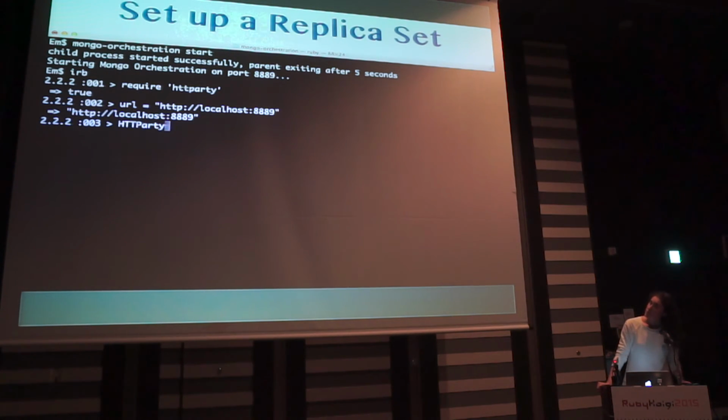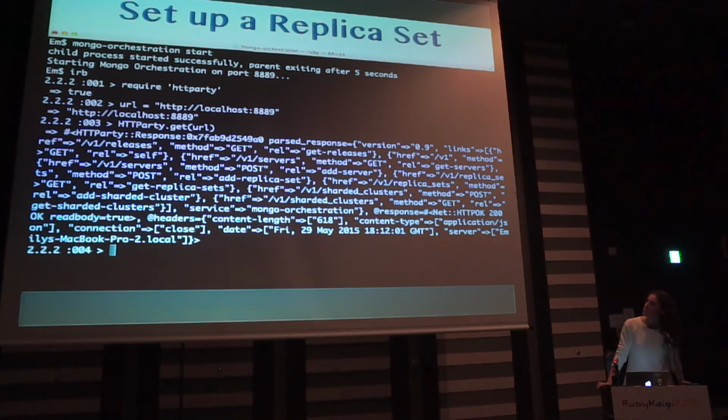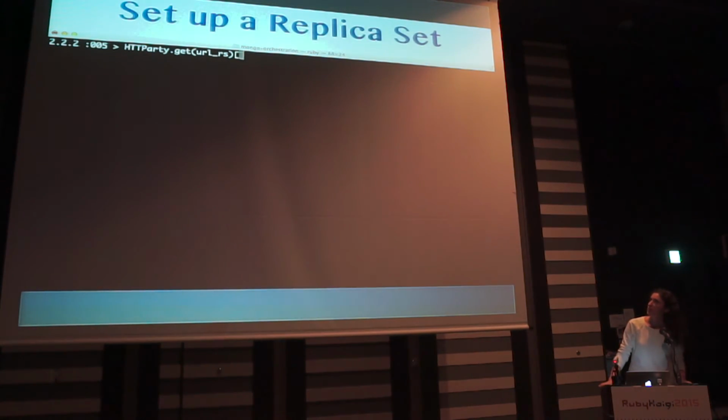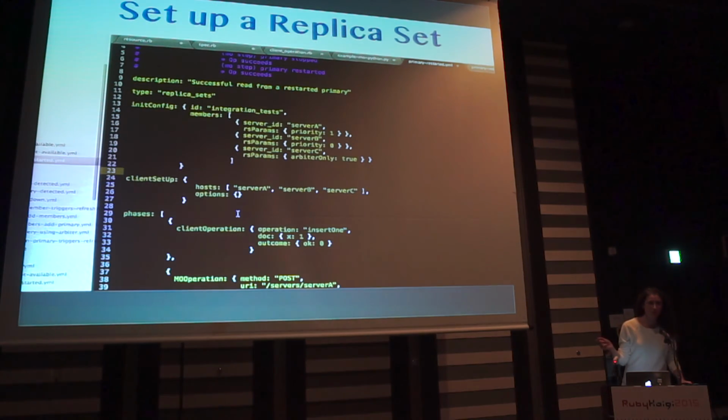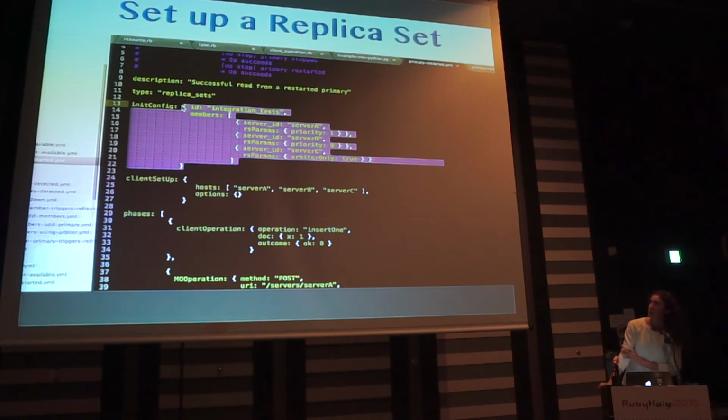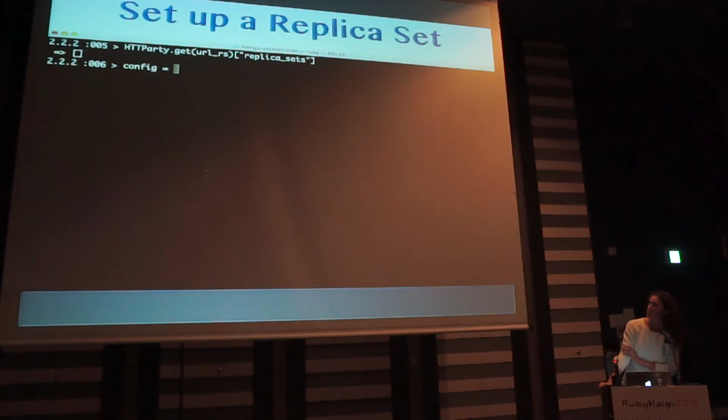Next, I'm going to do a GET request and see what URLs I have available from Mongo orchestration. You can get information on what sharded clusters and replica sets you have. So you can start different clusters with the same service. It's not one-to-one. I create a URL for a replica set and send a GET request to see if I have any replica sets running. It'll return an empty list. Then I'm going to copy a config that I'll show you later in a slide, for our YAML tests, for our integration tests. I'll show you in more detail later on what that is.